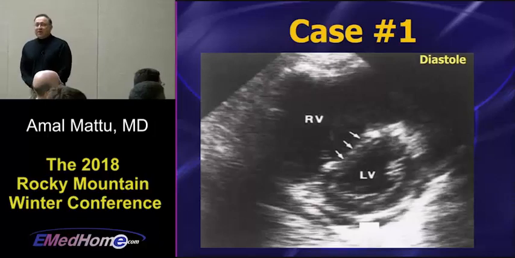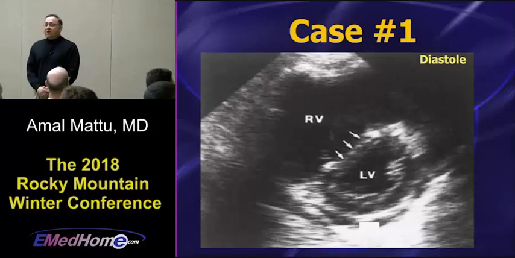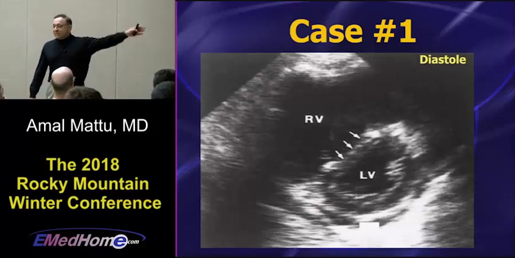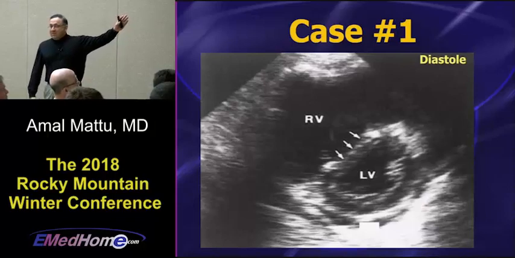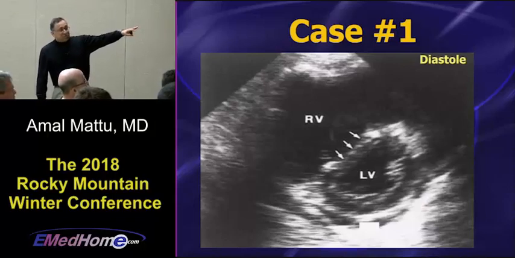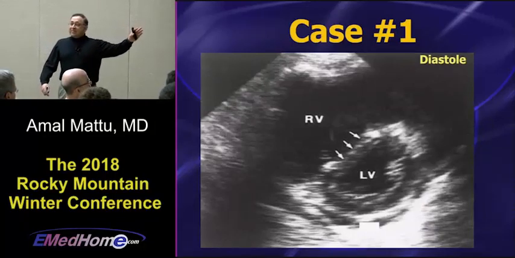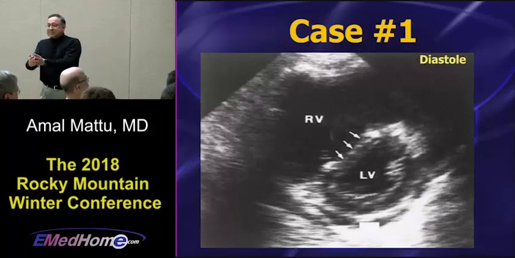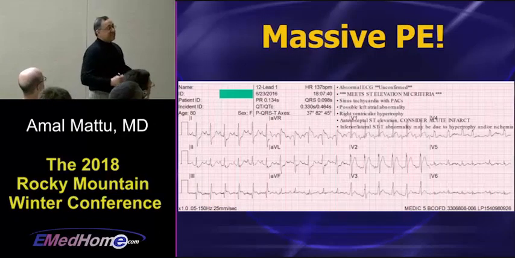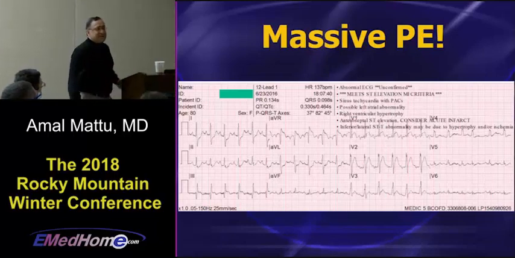So here's the echo. I'm sure most of the people that are great with echo are going to put a probe right on the chest, and what's the diagnosis now? There's a big distended right ventricle, and I'm helping you out. It's also in diastole, and there's some arrows pushing inwards on the septum. This is a massive PE. And that's exactly what this turned out to be.